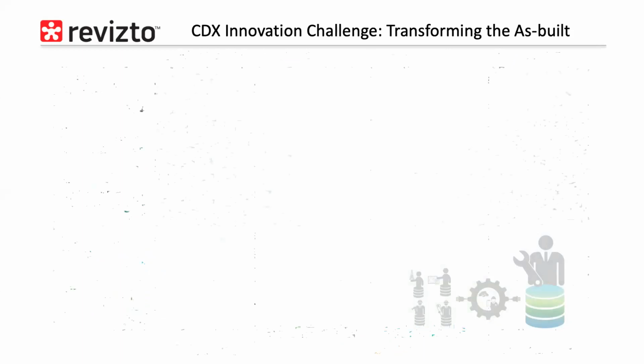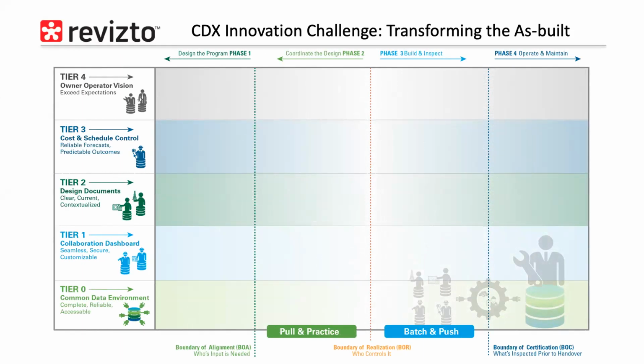Cool. Sounds good. So in this example, we had another CDX innovation challenge, which is really around transforming the as-built. I think we can all admit that the as-built handover phase, not only is it frustrating, but it's garbage in, garbage out, and we get a lot of really bad data. And so, how do we better qualify at that boundary of certification all this information that's coming from the different design and implementation stakeholders, and passing that over to the construction phase?